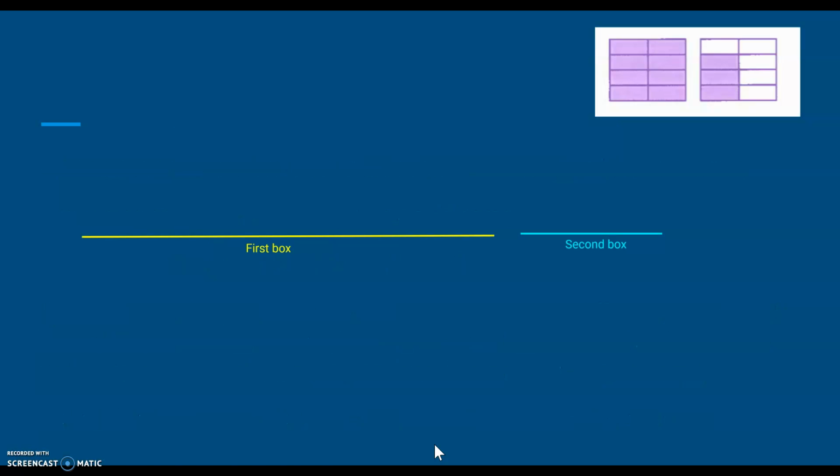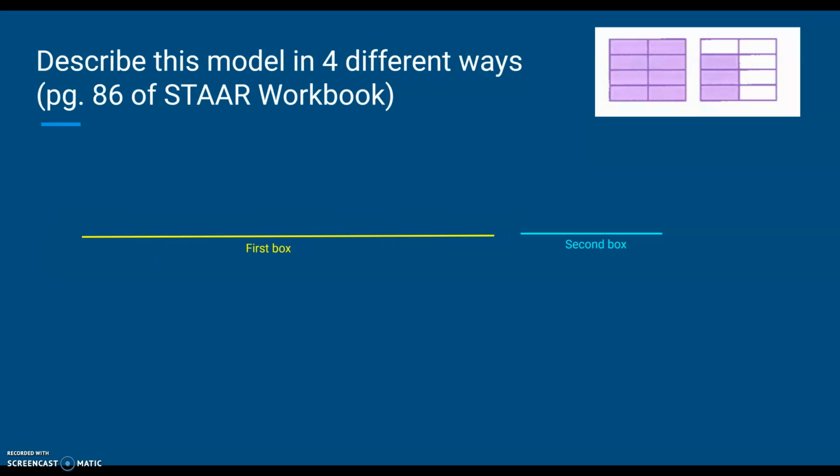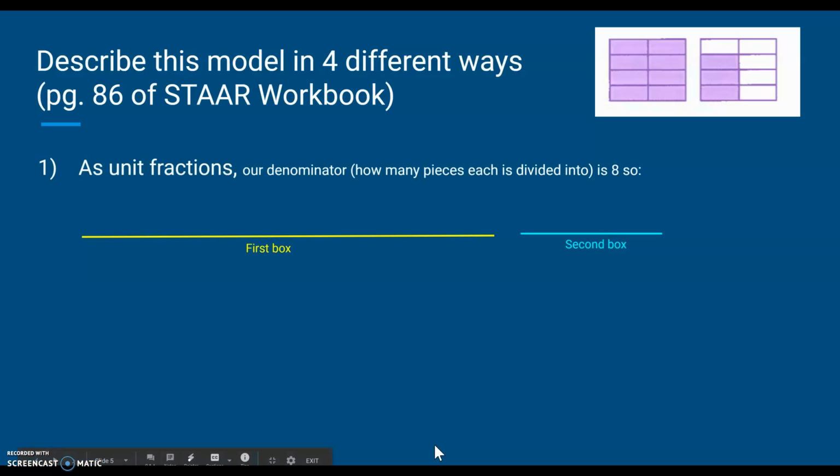Here's another example from your workbook. This one comes from page 86, I believe. This is a question that asks you to name this model in 4 different ways. It's really not as hard as it seems at first. So one way that I can always name the fraction is by unit fractions. Now this one's got quite a bit, so it's a lot of unit fractions. I know that my denominator has to be 8 because the boxes are divided into 8 equal pieces.